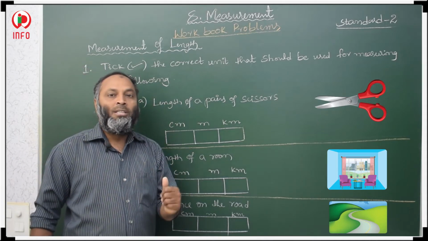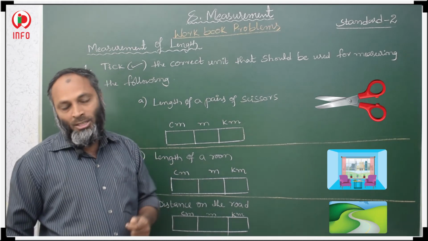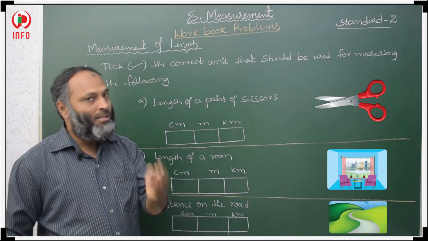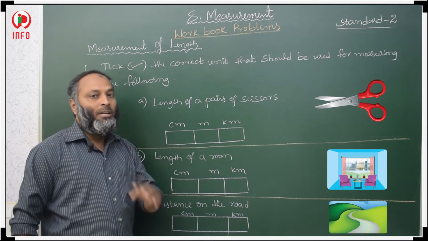A very small unit to measure length is the millimeter. Bigger than millimeters, centimeters. Bigger than centimeters, meters. Bigger than meters, kilometers. Kilometers are the larger units to measure.